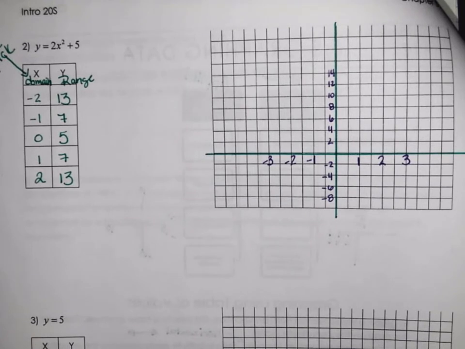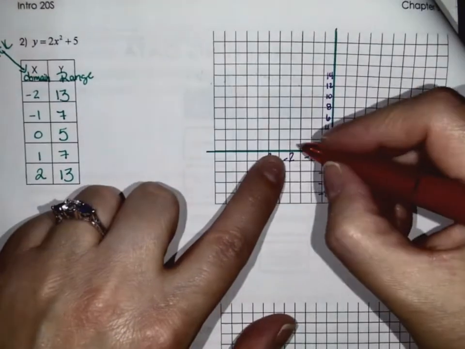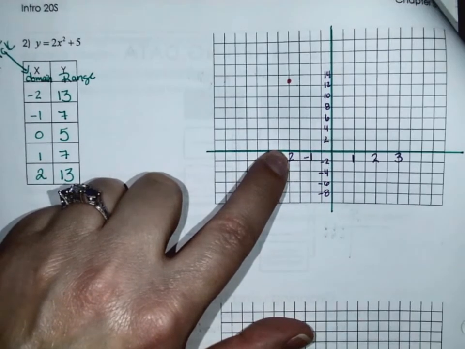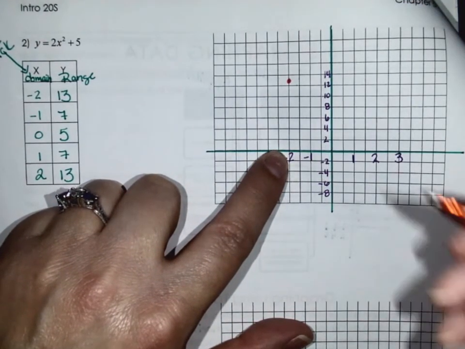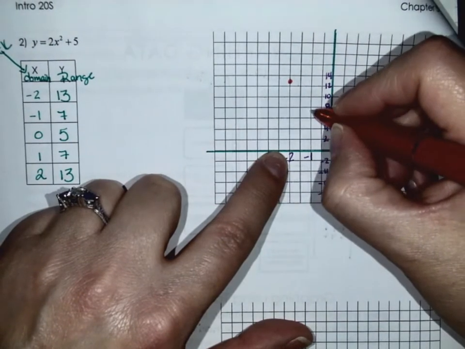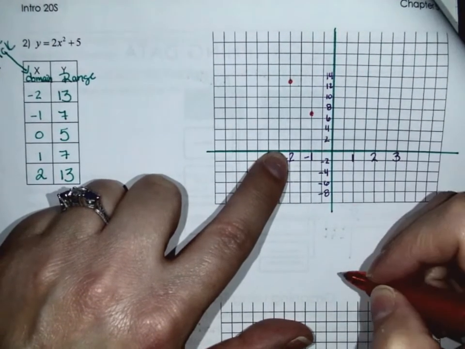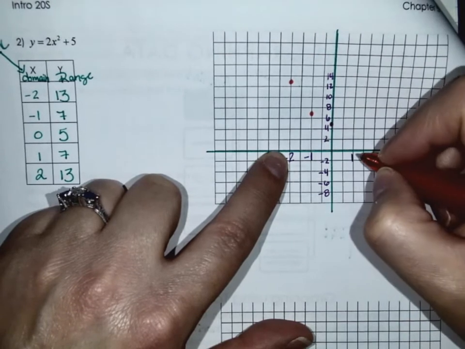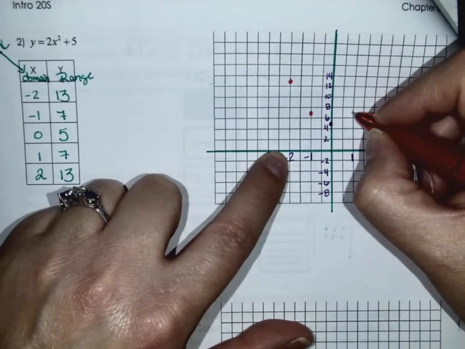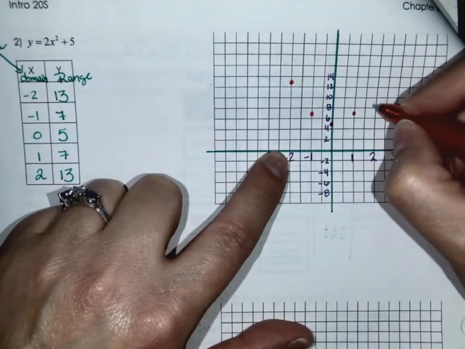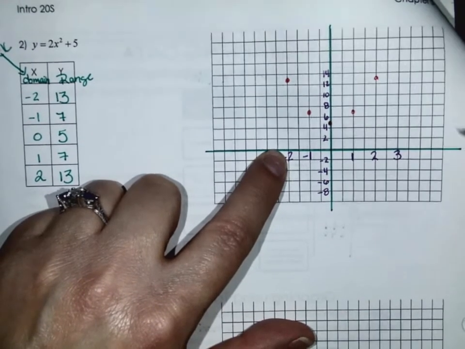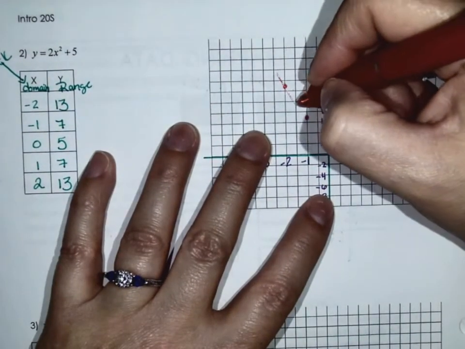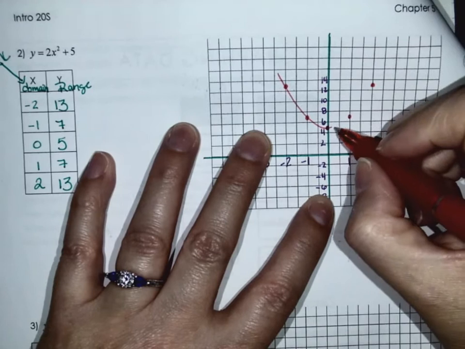Okay, let's graph this data. At -2, I'm at a +13. So I'm right there. And at -1, I'm at a +7. At 0, I'm at 5. And at 1, I'm at 7. And at 2, I'm back to the 13. So, ladies and gentlemen, you have just graphed, and we're going to connect those dots with a smooth curve.